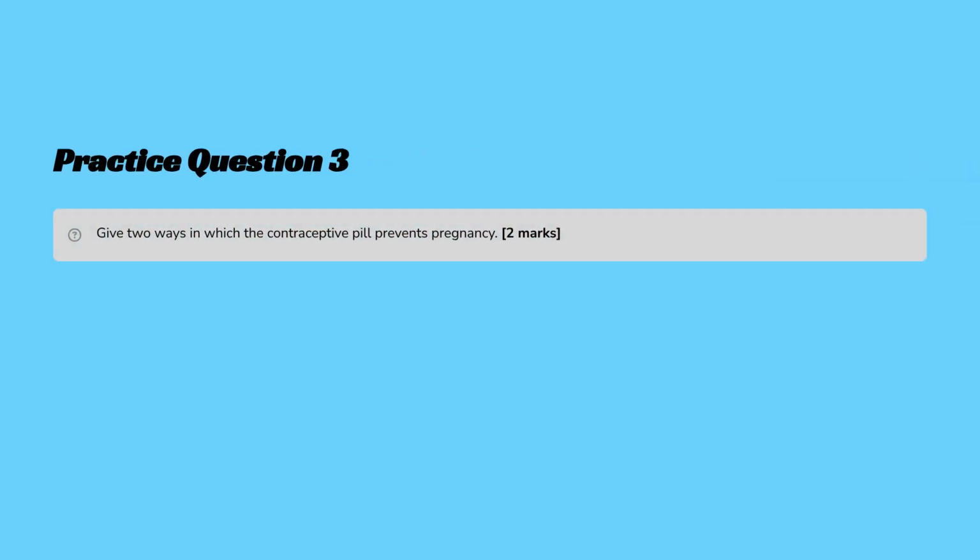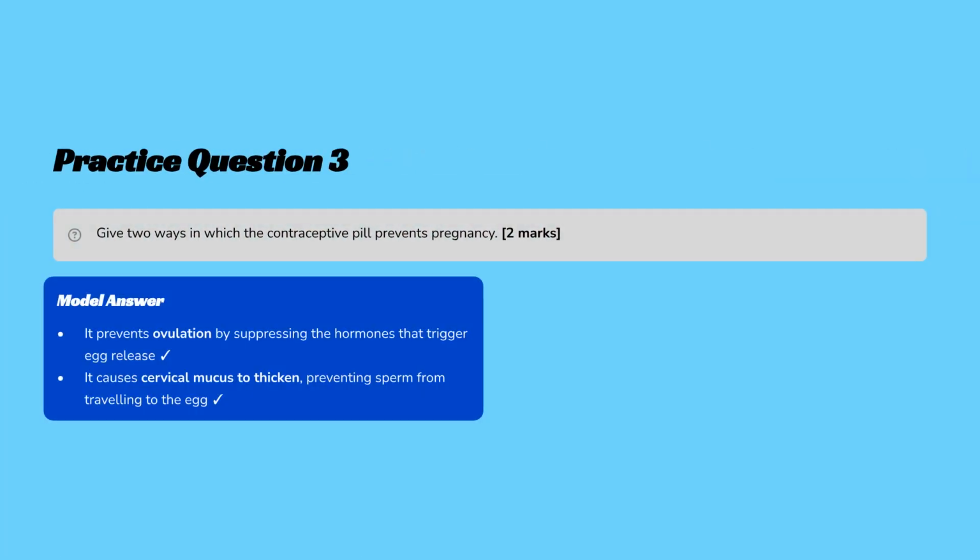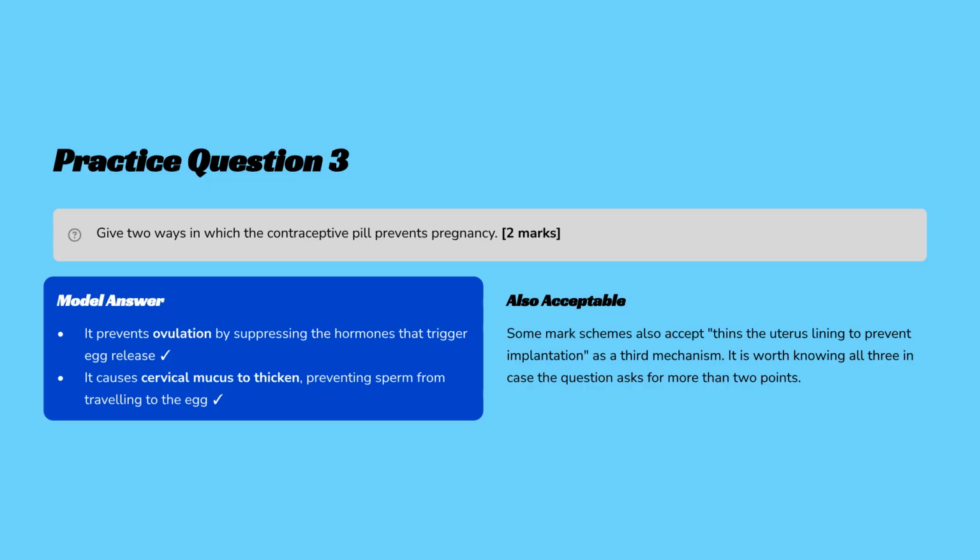Finally, how does the pill work? It prevents ovulation by suppressing the hormones that trigger egg release, and it causes cervical mucus to thicken, which makes it harder for sperm to travel. Some also thin the uterus lining to prevent implantation.